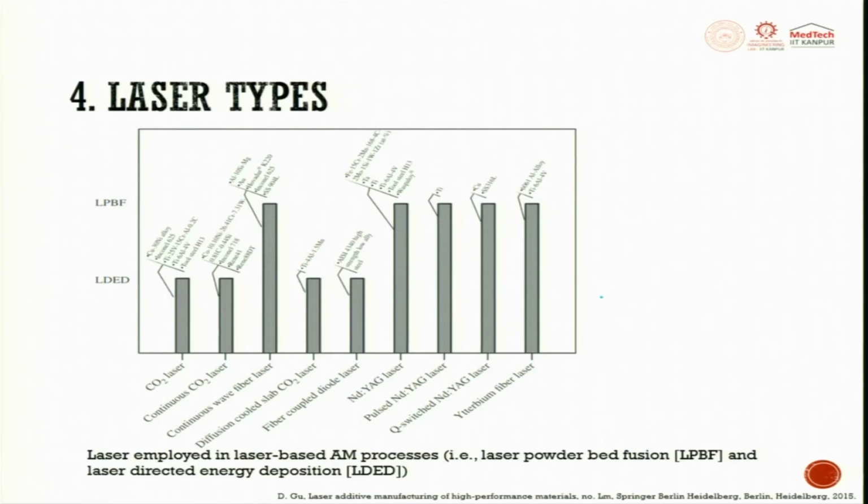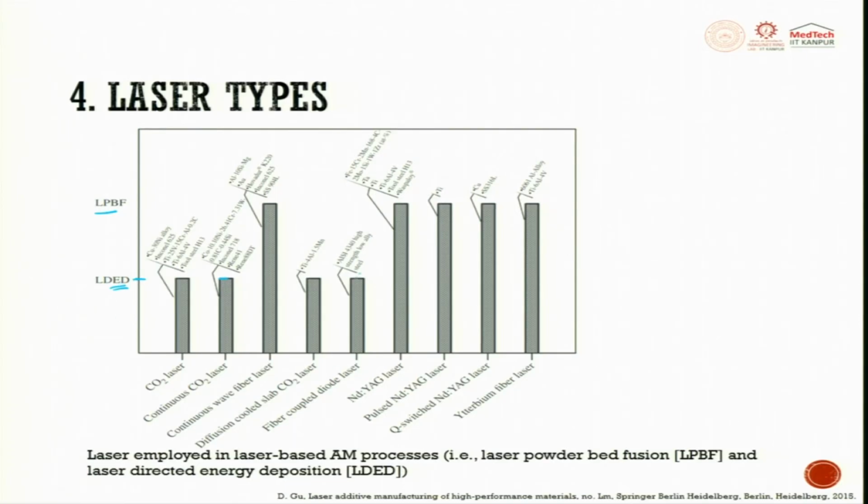So, if you see the laser types, and the two prominent processes, one is called laser powder bed fusion and the other DED. You can see here the CO2 laser falls under DED, and then you have the continuous CO2 laser, then you have the continuous wave fiber laser which falls in powder bed, then you have the diffusion cooled slab CO2 laser again in DED. DED is all very high power.